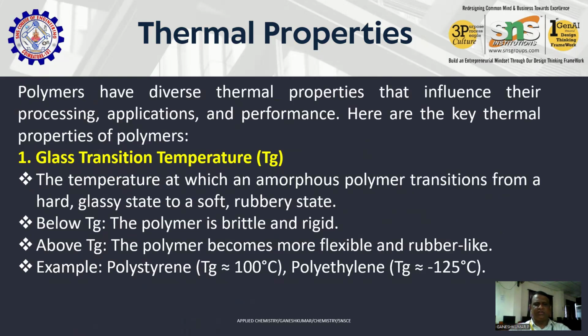Glass transition temperature is the temperature at which an amorphous polymeric material transitions from its hard, glassy state to a rubbery, soft state. Usually the polymers are hard when we handle them, but when we heat them, after some time they become soft and rubbery. The temperature at which this transition takes place from a hard to a soft state, we call it Tg. That is the glass transition temperature.